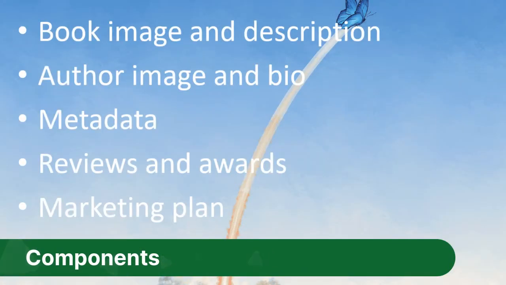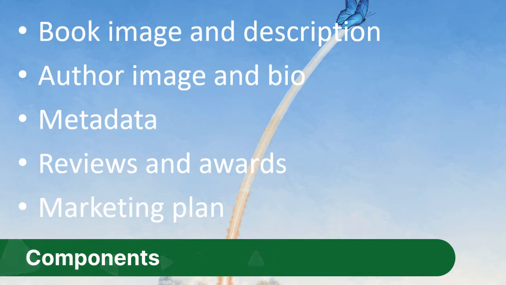But anyway, what we're going to look at right now is some of the components that go into a sell sheet. Typically, these are the parts that you're going to see in most sell sheets. You're going to see, first of all, a book image or description of the book. Sometimes you'll have an author image, but at the very least, you're going to have a very brief author bio. They want to know something about who wrote the book.